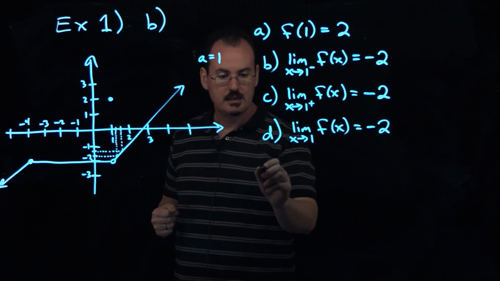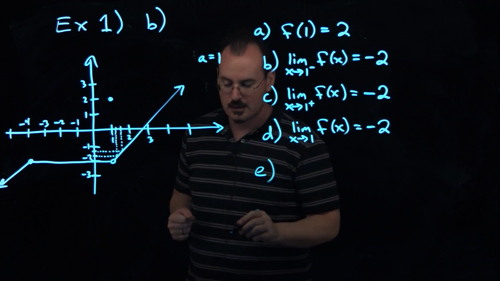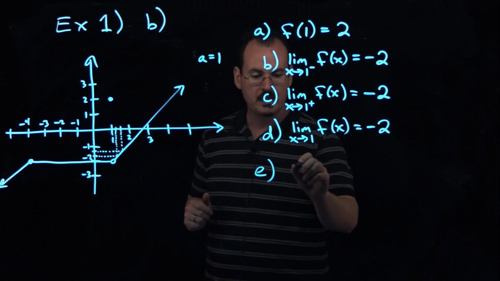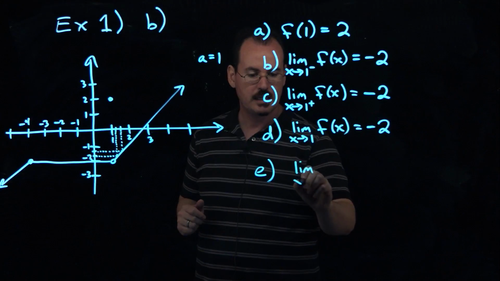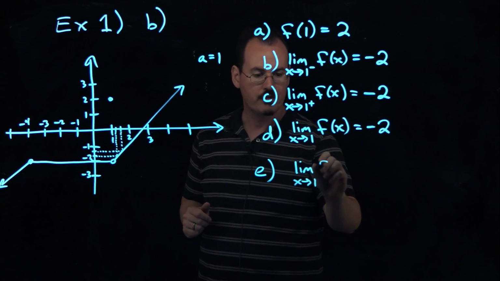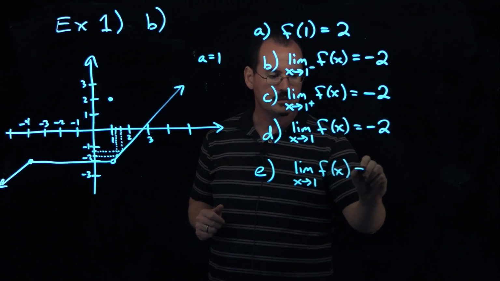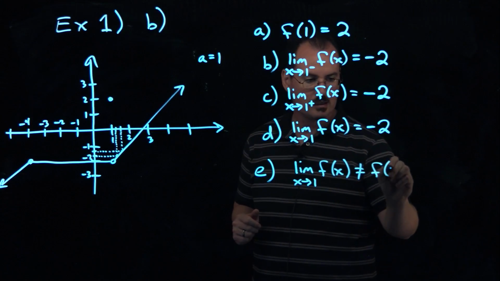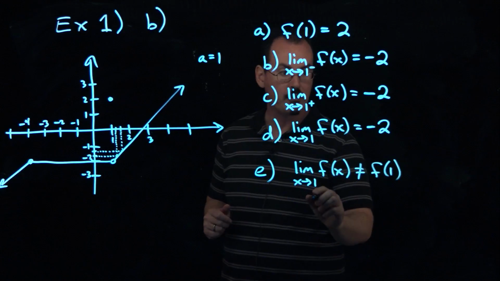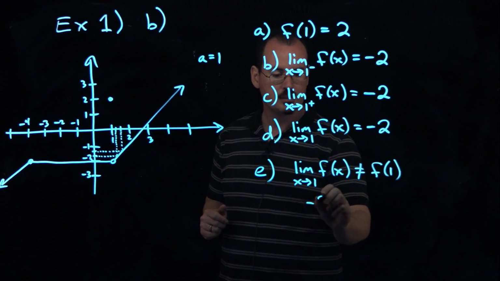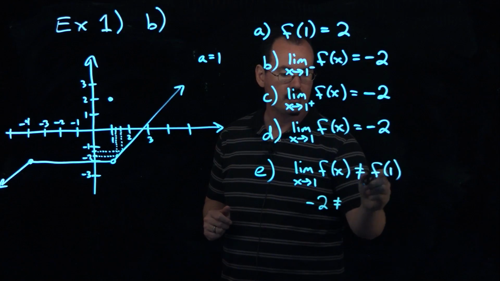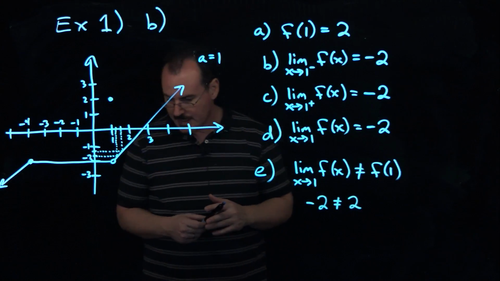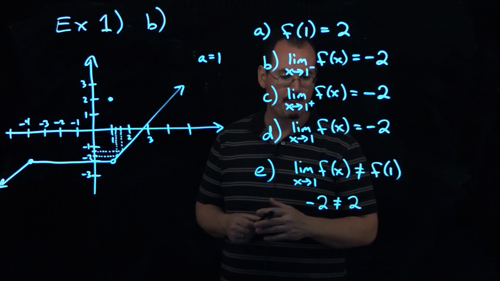So for part E, why is there a discontinuity? Because reason 3 is being violated. The limit as we approach 1 for f of x is not equal to f of 1. We saw that that was -2, and then f of 1 was 2, so that's why there's a discontinuity at x equals 1. Okay.